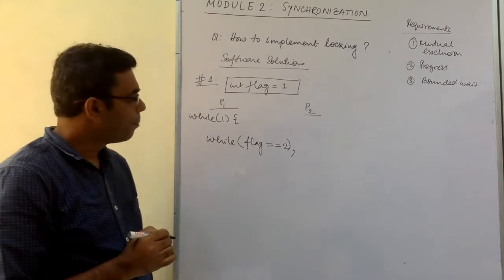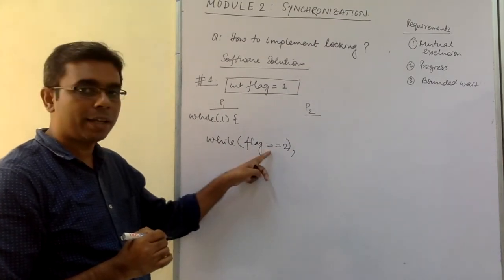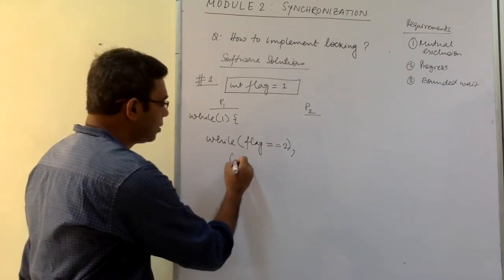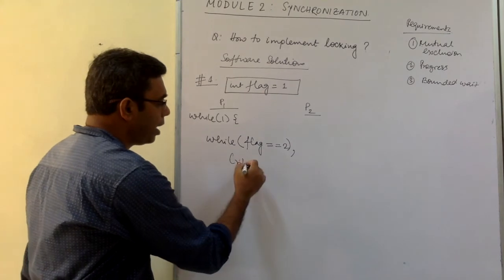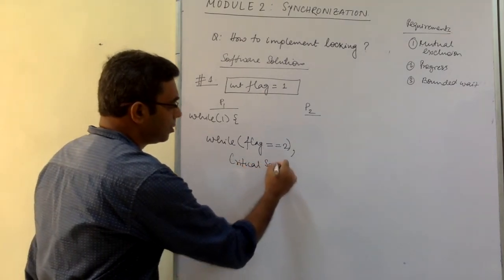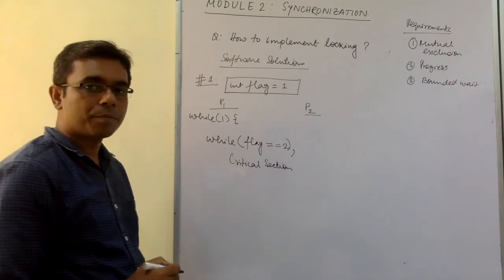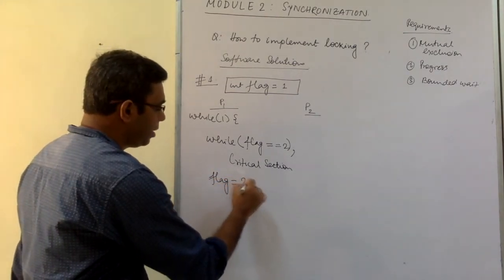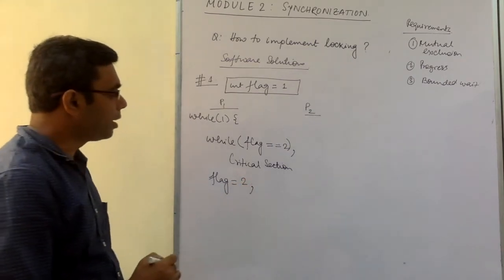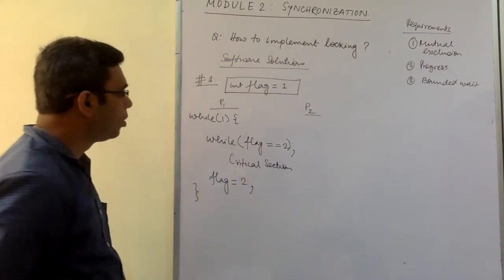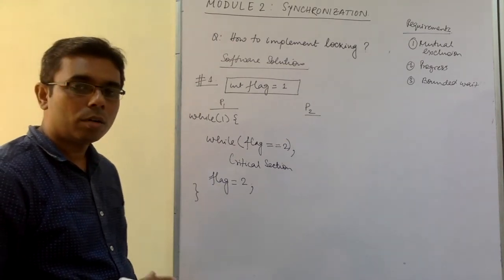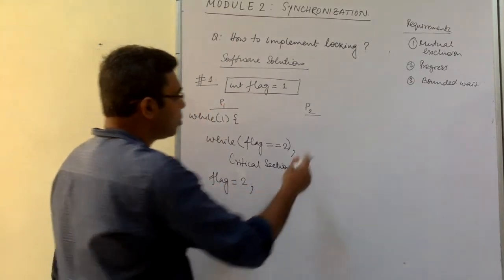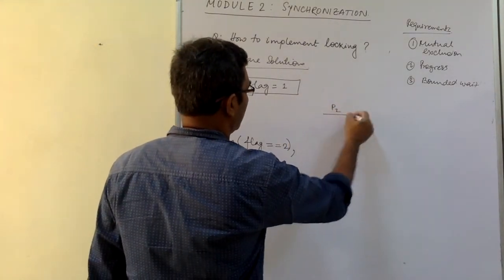But if this condition is false, that is flag is not equal to 2, that is flag equal to 1, then it falls through this while loop and it enters the critical section. But when you come out, you should ensure that the flag is made 2, so that anyone else who is waiting on the flag will be able to acquire the flag and proceed. So this is about P1. Let's look at what P2 will be doing. Same thing.